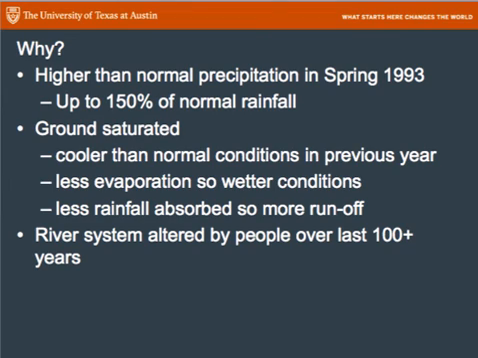So why did we get such a huge flood in the spring of 1993? Well, several things kind of came together at once to make that 500-year flood happen. First of all, there was a tremendous amount of rainfall, about 150% of normal rainfall. Second, the ground was pretty well saturated. There had been cool conditions the previous year, and so less evaporation, so the ground was pretty wet to begin with, and therefore the water couldn't be absorbed. And finally, the river system had been altered for the last 100 years or so, and that made a big difference.